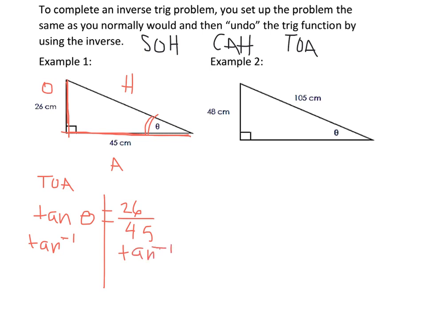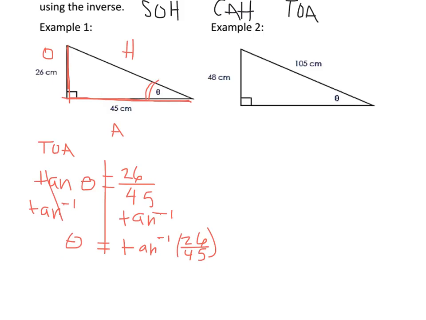So then that would be gone and we would be left with theta equals the inverse tangent, this is how we'll write it, of 26 over 45. So that's how you'll type it in your calculator. Inverse tangent, 26 divided by 45, parenthesis, enter. To do that, theta is about 30. And look where theta is. It's right here, which is an angle, so that means degrees.